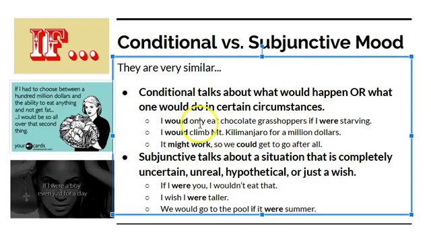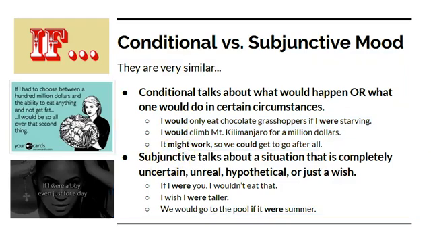Now, conditional often also has these would, could, or should, or might words. These hypothetical condition verbs. Would, could, or might, and may often come up. Now, subjunctive is similar, but the difference is that subjunctive talks about situations that are completely uncertain, completely unreal, hypothetical, or just a wish.